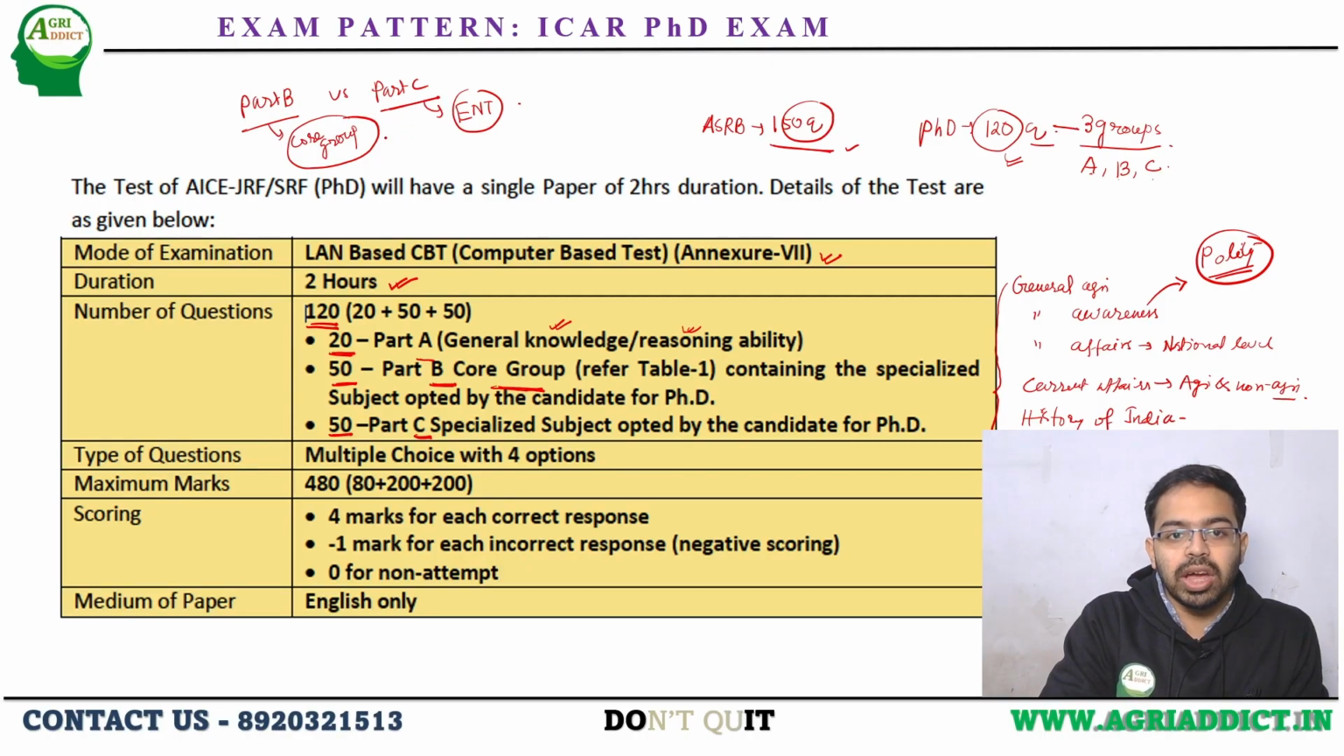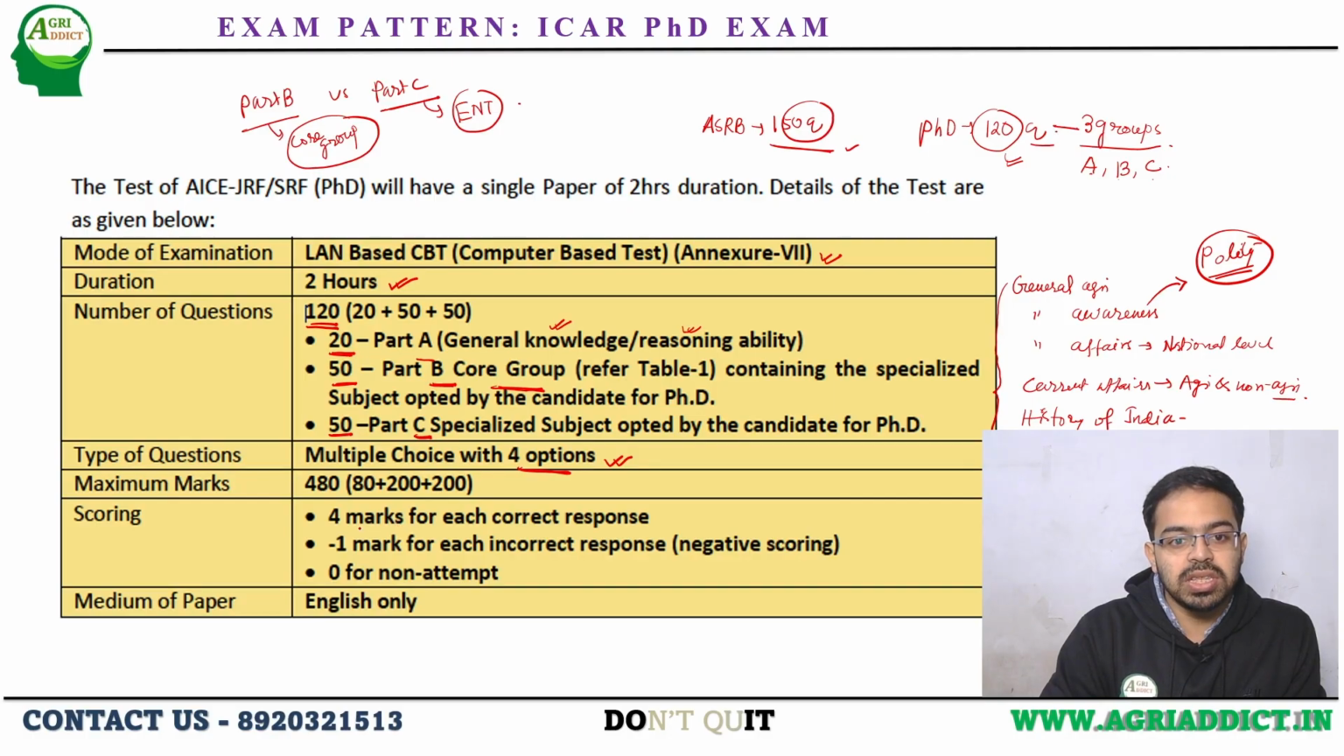Therefore, we recommend you look at the subjects of Part B, that is the core group, and their syllabus, so that you can choose the book accordingly. No need to worry, because in this video we will be talking about all the books needed for Part B and Part C itself. So stay tuned with us. So what are the types of questions? This is multiple choice questions, again with 4 options, and the total number is 480.